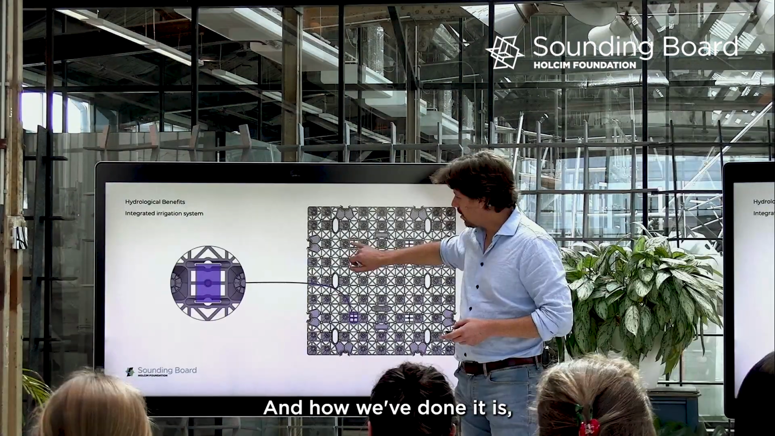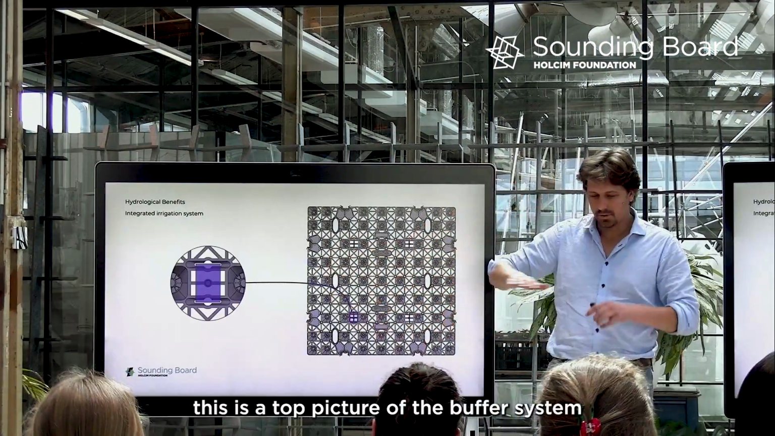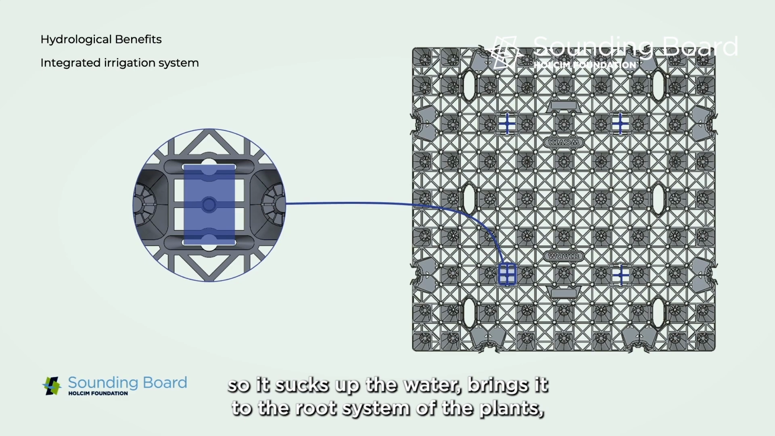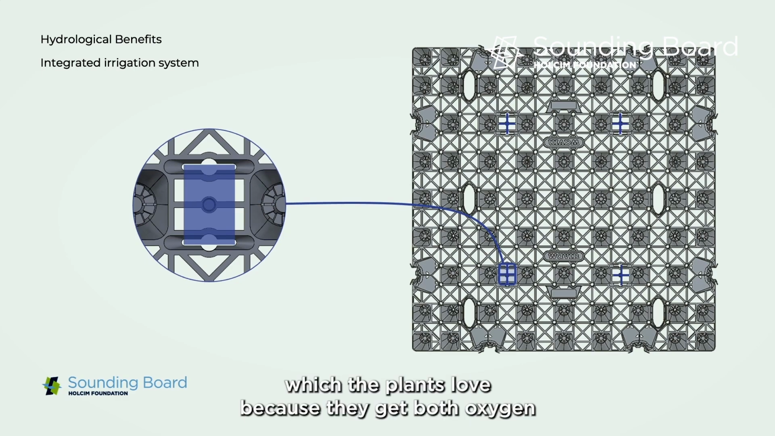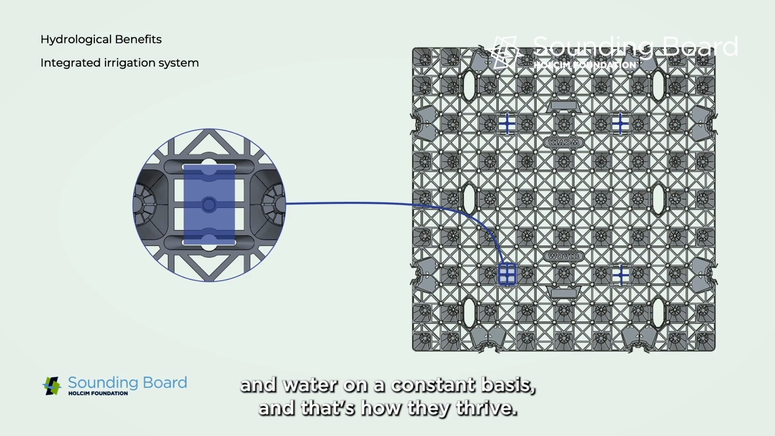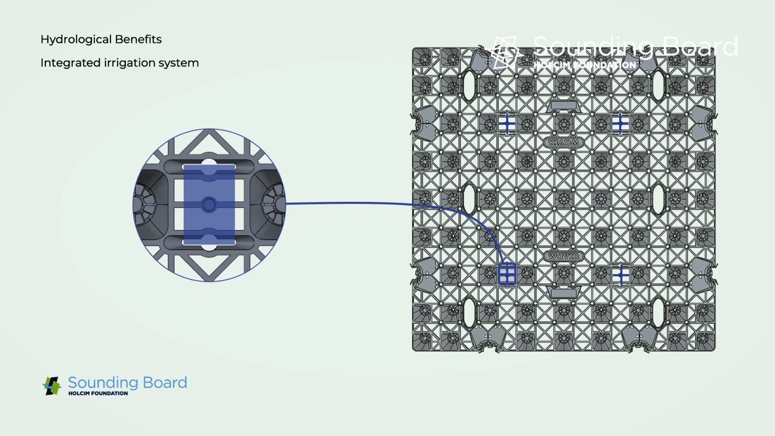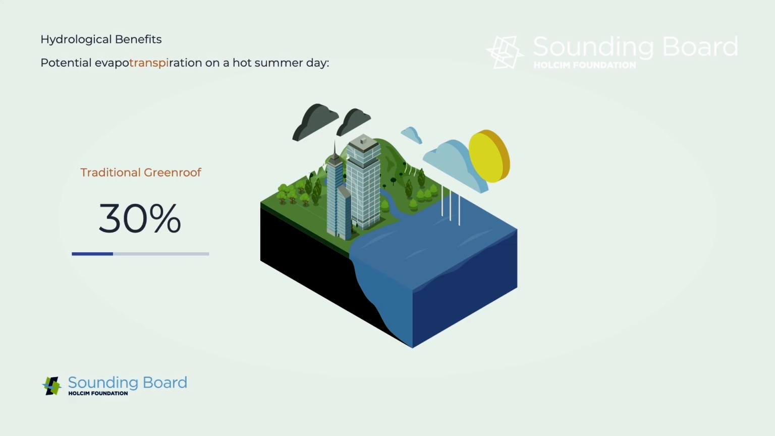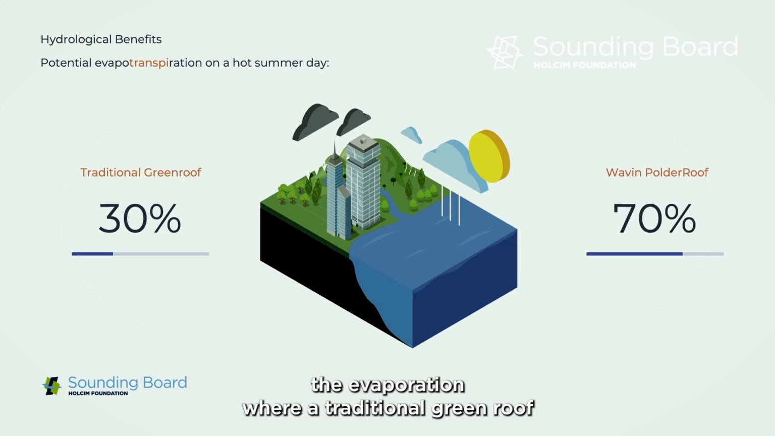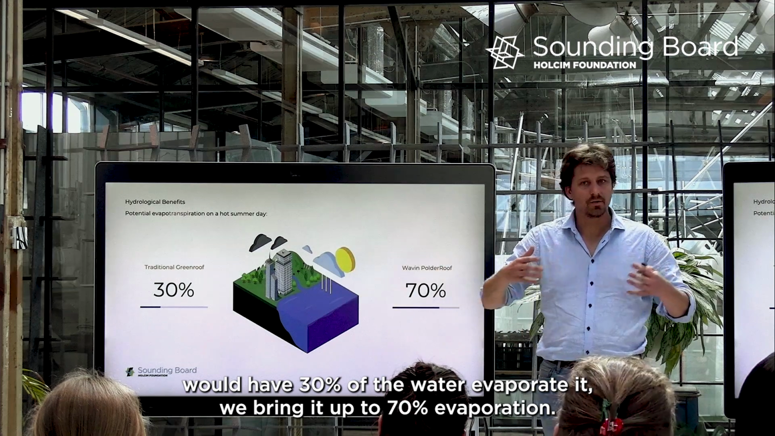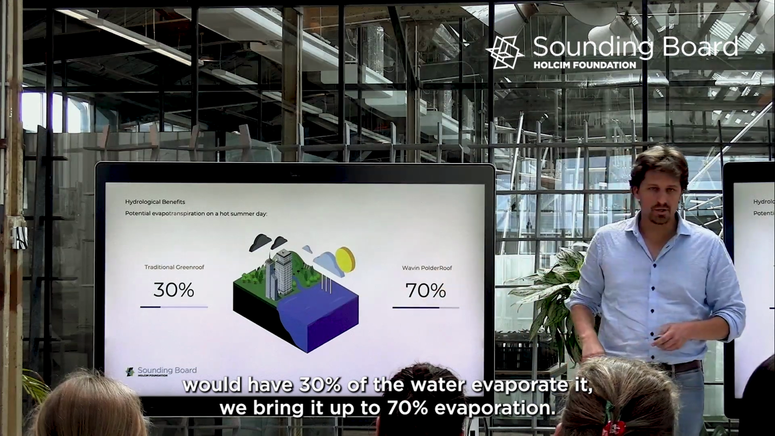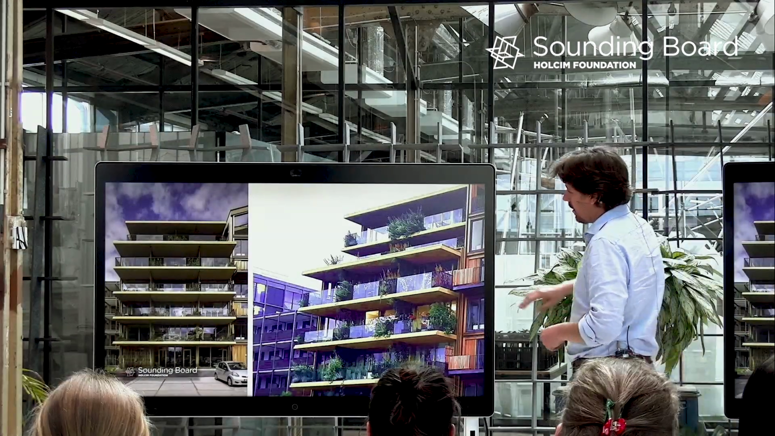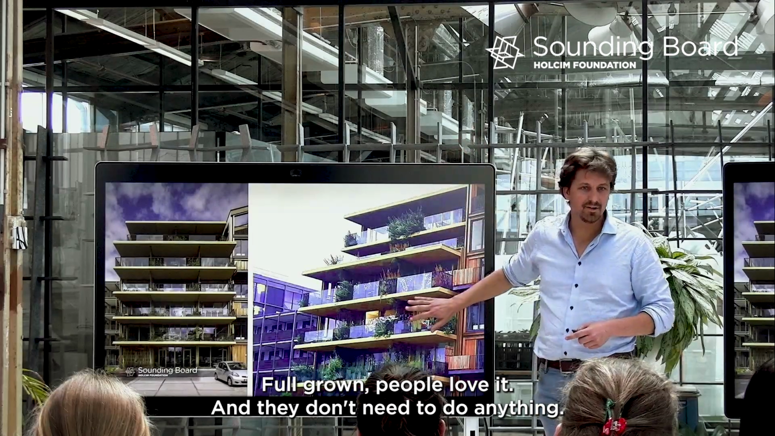And how we've done it is, this is a top picture of the buffer system that is below every planter, and there is a capillary bridge in it. So it sucks up the water, brings it to the root system of the plants, which the plants love because they get both oxygen and water on a constant basis, and that's how they thrive. This means that where a traditional green roof would have 30% of the water evaporated, we bring it up to 70% evaporation. And this is how it looks after 1 growing season. Fully grown, people love it, and they don't need to do anything.